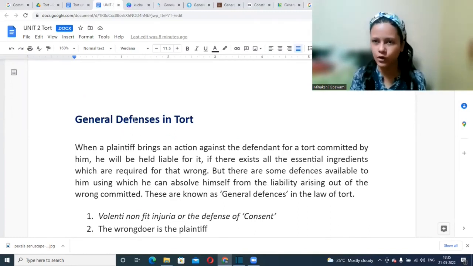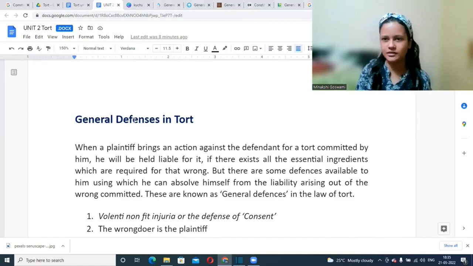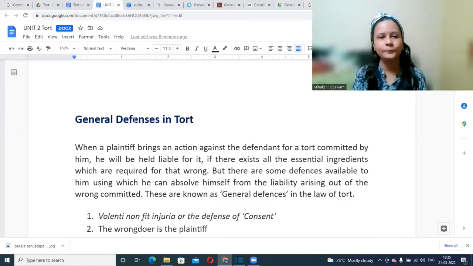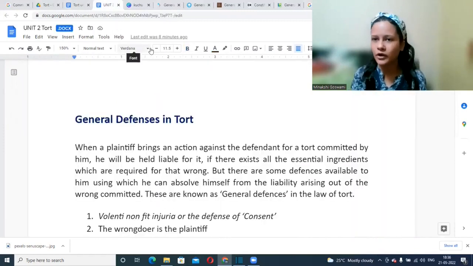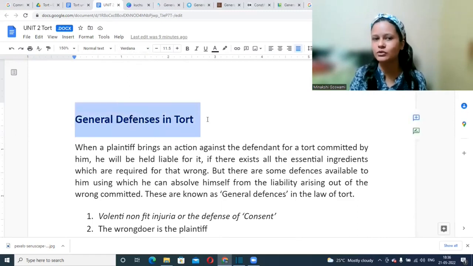As such, we don't have a lot of topics where we can say this is important, this is less important. It's not like that. Unit 1 was all about what tort is, what the elements are and everything. Before starting with different types of torts, it becomes very important for us to study general defenses.